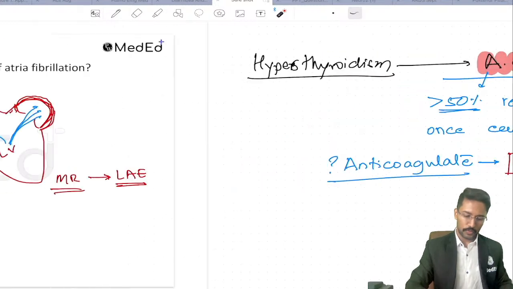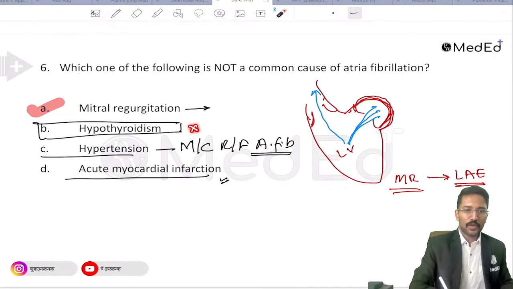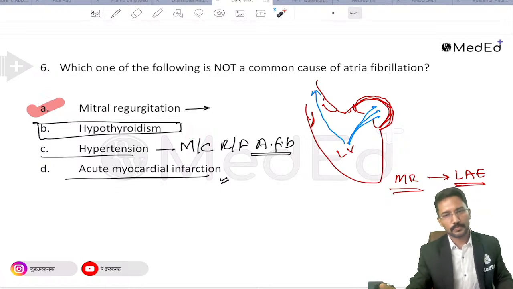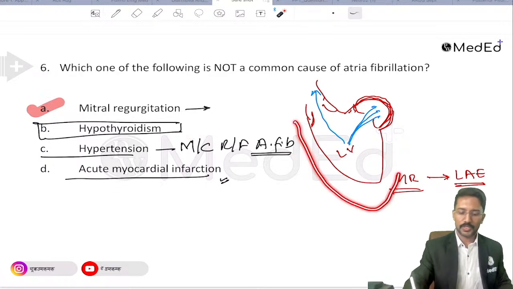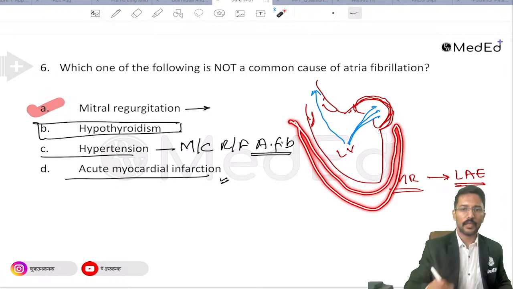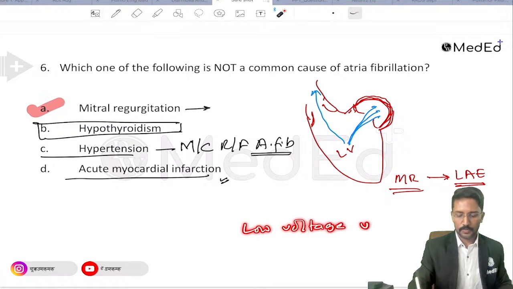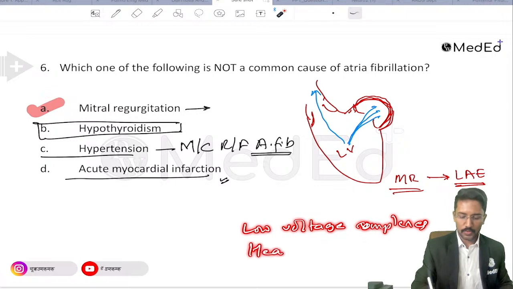Okay, cool. So in this case, hypothyroidism is not known to cause it. What ECG abnormalities can hypothyroidism cause? Hypothyroidism can often be associated with pericardial effusion. Okay, so you can have low voltage complexes on ECG. Hypothyroidism can be associated with heart blocks, not tachyarrhythmias.